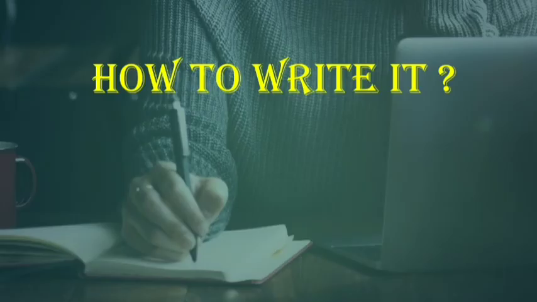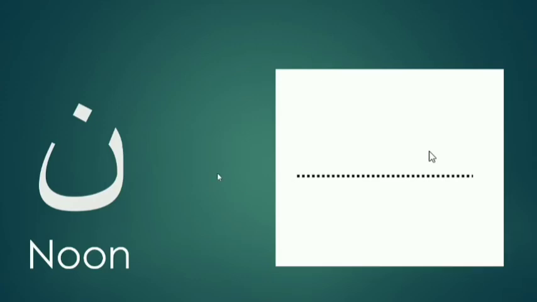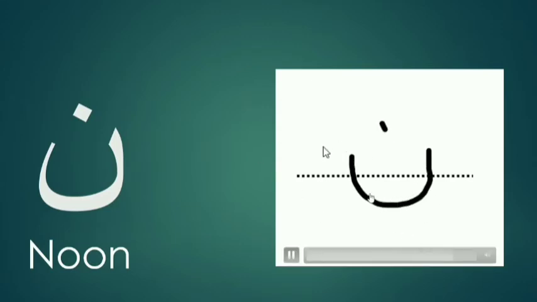So how do we write it? Let's see this video. We draw it under the line like half of a circle, and there is a dot above it. Let's see it again.